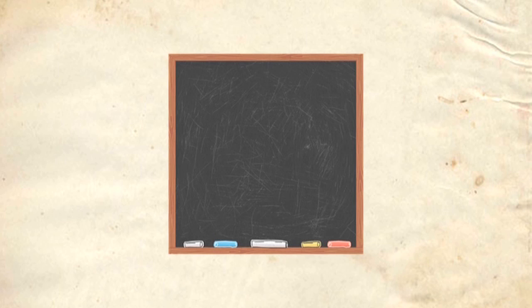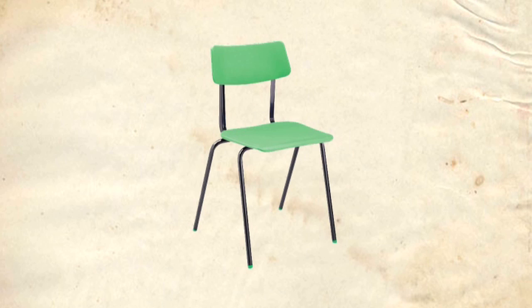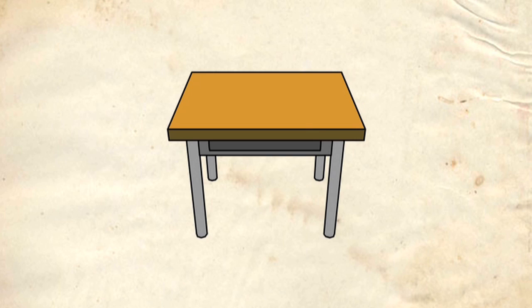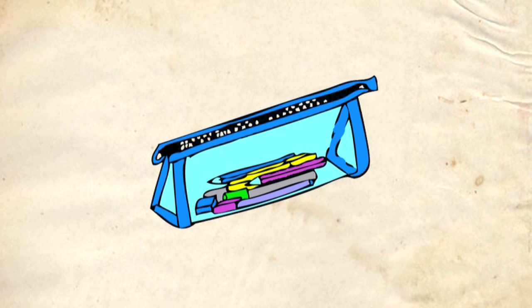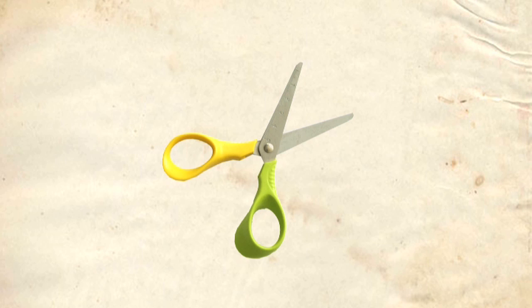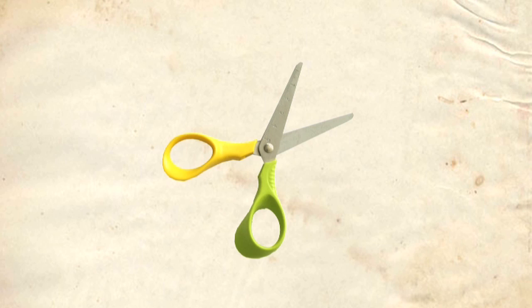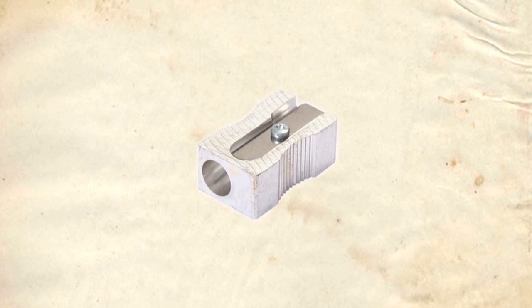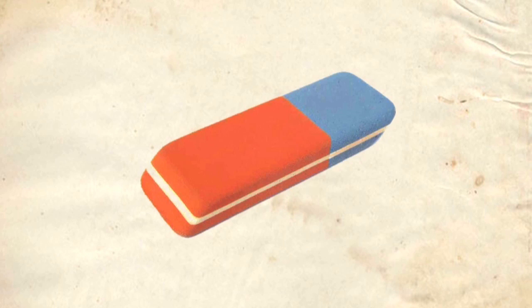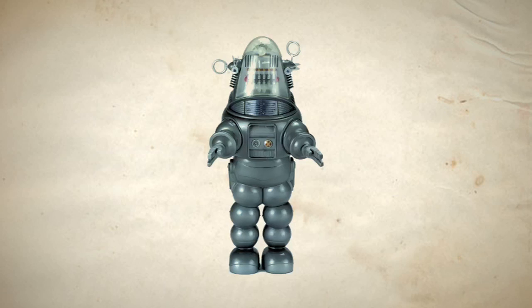Classroom objects. In this video, we're going to study the classroom objects. Now listen carefully. Blackboard. Chair. Desk. Book. Pencil case. Scissors. Notebook. Pen. Scissors. Felt tip. Pencil sharpener. Rubber. Eraser. Crayon. That was very good.